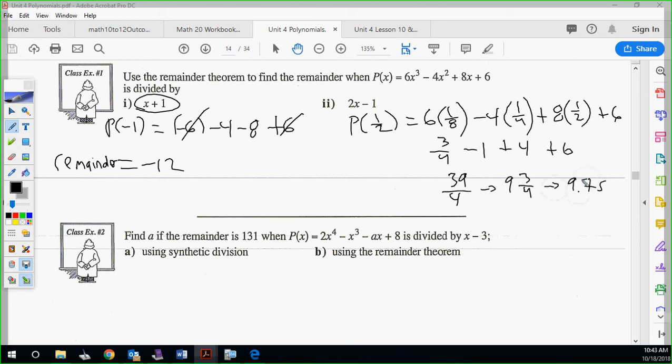Okay, all's good. So don't overthink the remainder theorem. The remainder theorem is simply you plug in the value to the original and it'll tell you the remainder. It's that straightforward, okay? All right.